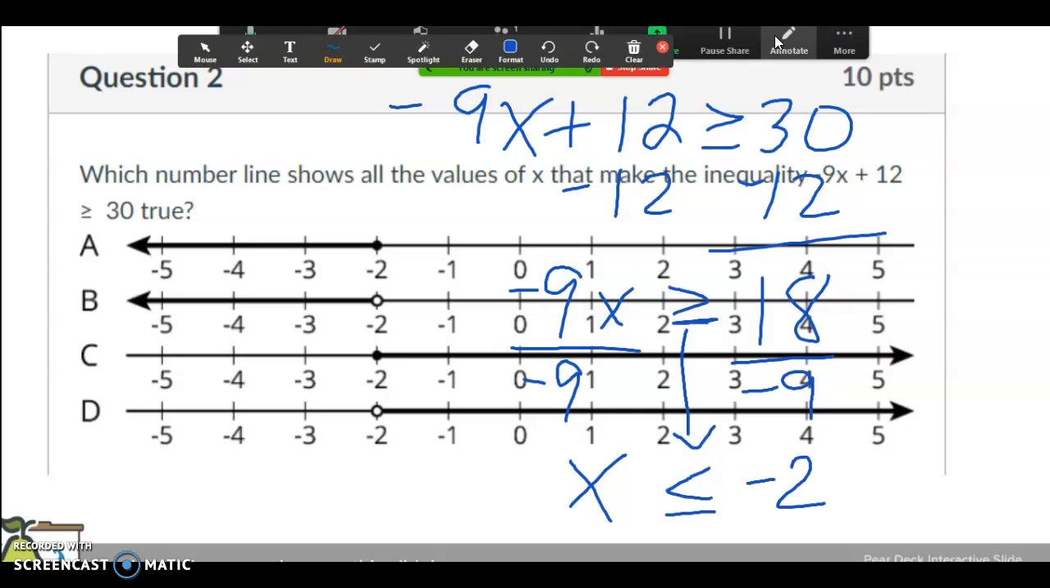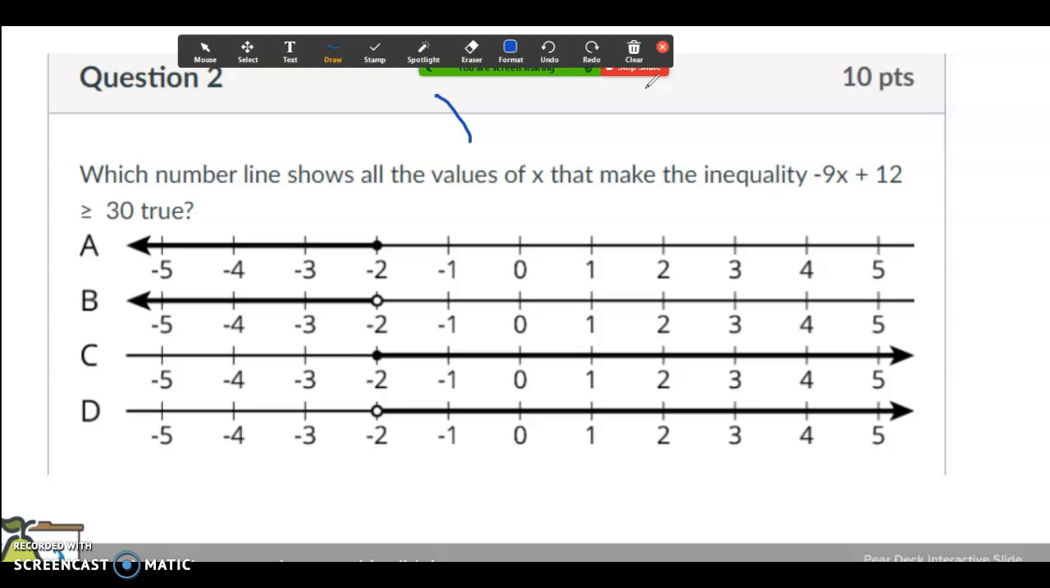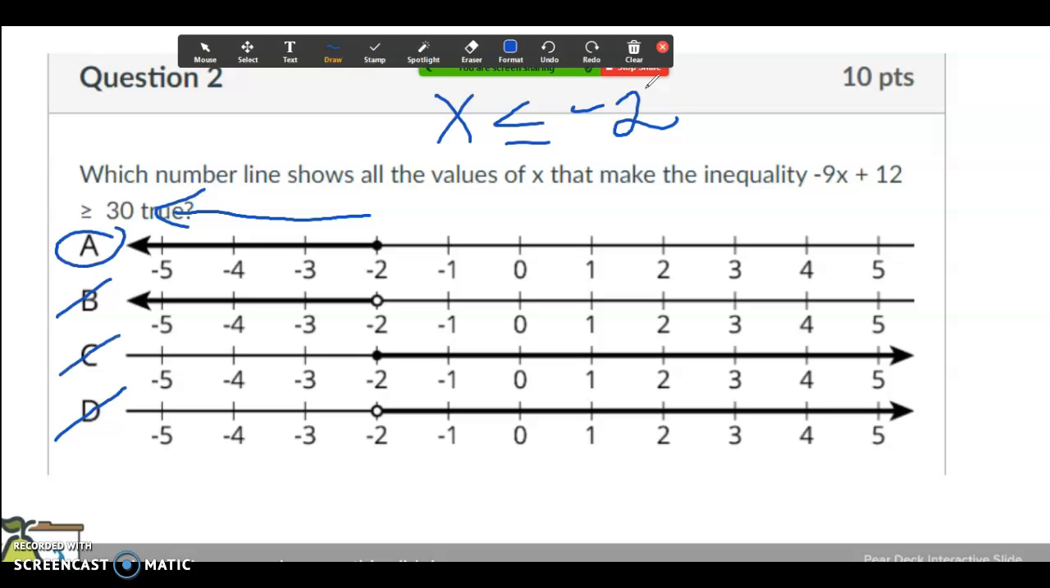Okay, so negative 2, negative 3, so on and so forth. I know that my answer is X is less than or equal to negative 2. And that I'm going to have a closed circle because when I have less than or equal to or greater than or equal to, it's a closed circle. So I know this and this are not my answer choices. So I'm going to start at negative 2, and all of my choices are smaller. So I'm going to be going this way. So it looks like A matches, okay, because X is less than or equal to negative 2. So negative 2, negative 3, so on and so forth. Now try one on your own.